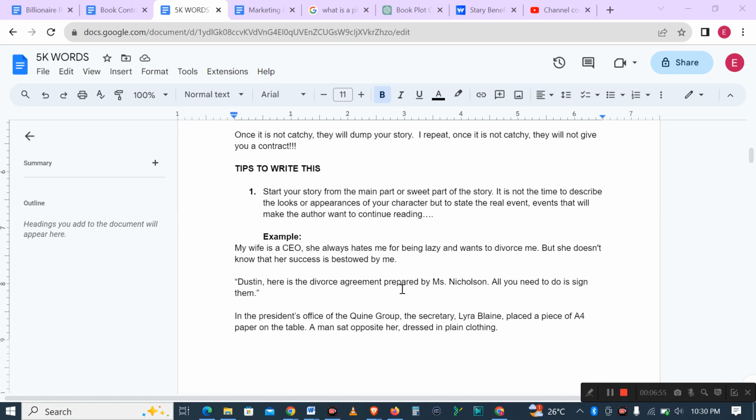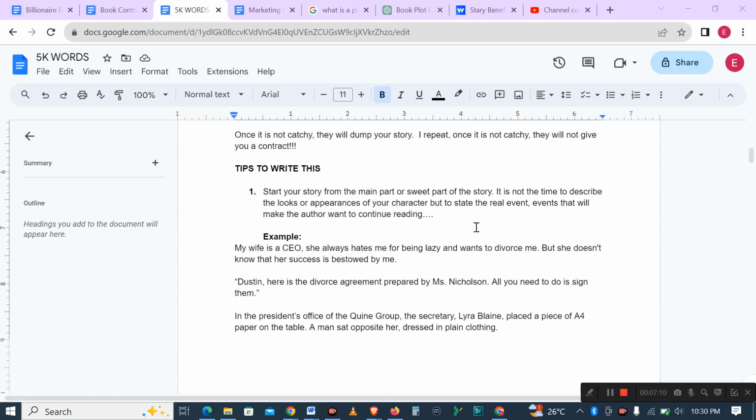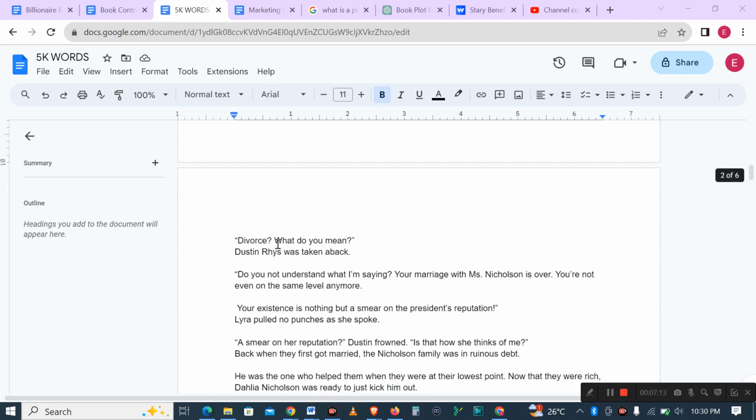Dustin, here is the divorce agreement prepared by Miss Nicholson. All you need to do is sign them. Now, in the president's office of the Queen Group, the secretary, Lyra Blaine, placed a piece of A4 paper on the table. A man sat opposite her, dressed in plain clothing. You understand? So you see how I started this story. Divorce? What do you mean? Dustin Rice was taken aback.